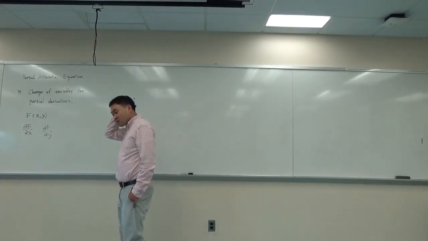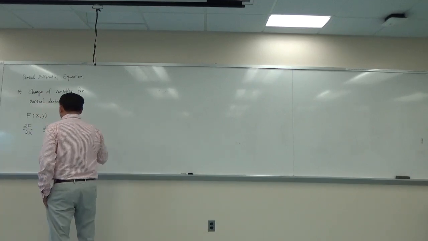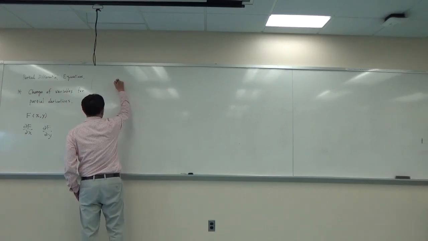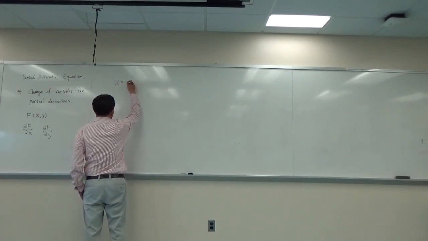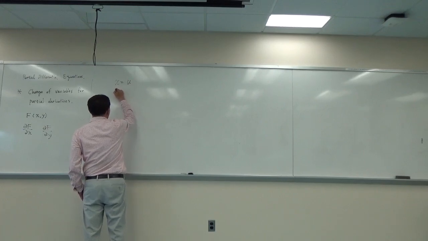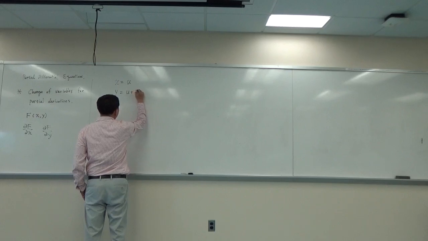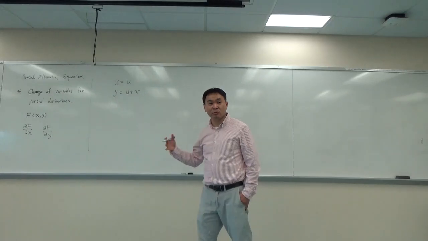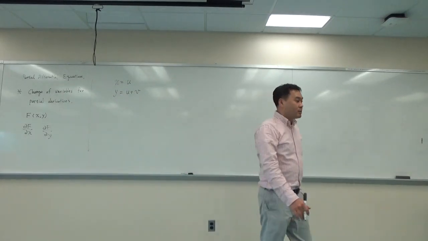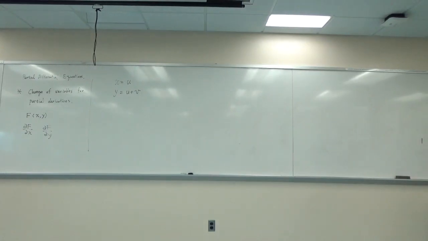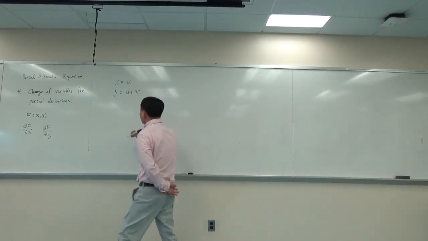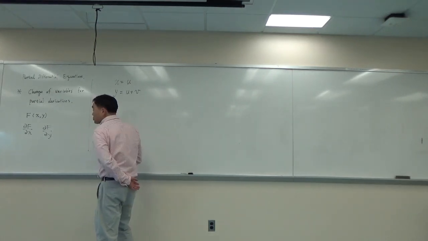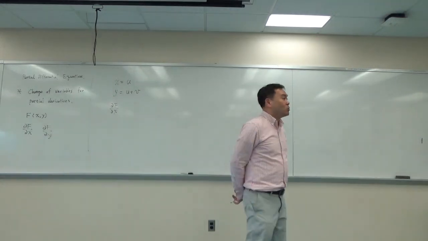What is hard and often a source of confusion is if you do change of variables. So suppose you have x equals u and y equals u plus v. So that means I'm doing a change of variables from x and y to u and v. Right? Now if that happens, I can ask the following question. Can you express the partial derivative of f with respect to x using u and v?